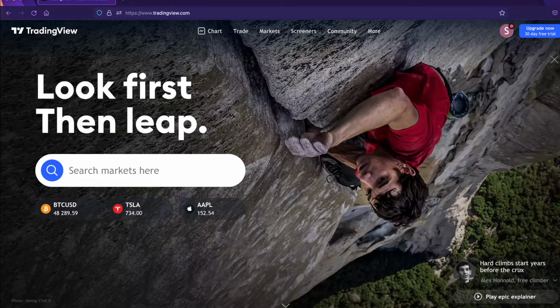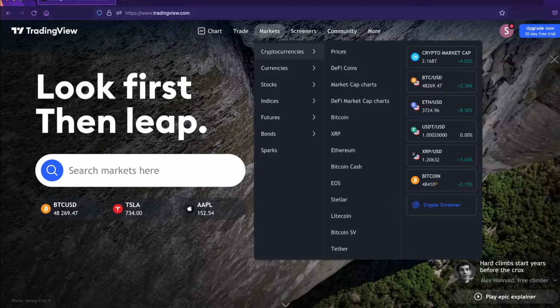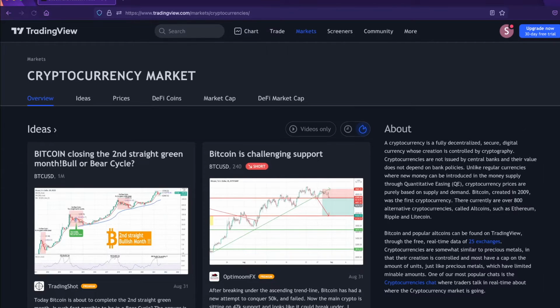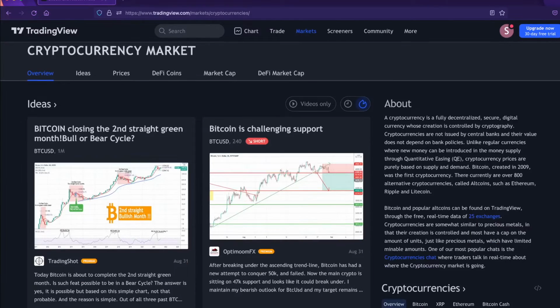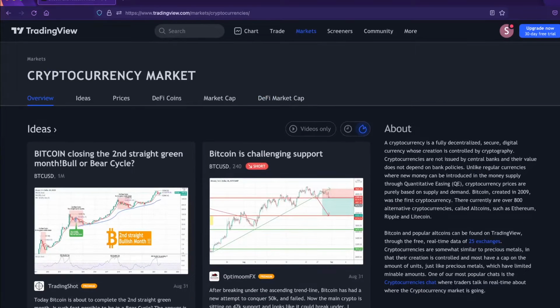So what I'm going to do here is look at the top menu. Up here you see this tab called Markets and then Cryptocurrencies. So I'm just going to click on Cryptocurrencies. Now from here you can see a lot of information about crypto and different things that other people are doing. This is more of a social charting platform.